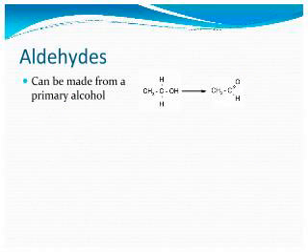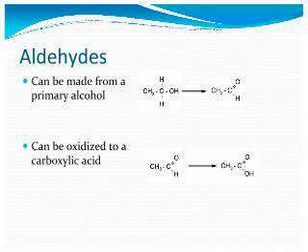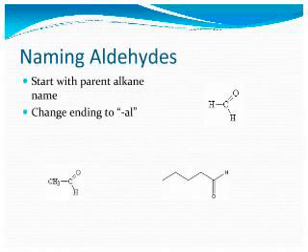Now you can make aldehydes from primary alcohols, an alcohol where the OH group is at the end of the carbon chain. If you oxidize it, you can make an aldehyde. If you have an aldehyde and you oxidize it, you can make a carboxylic acid. So I just wanted to let you know that those are some of the groups there, and some of the relationships.